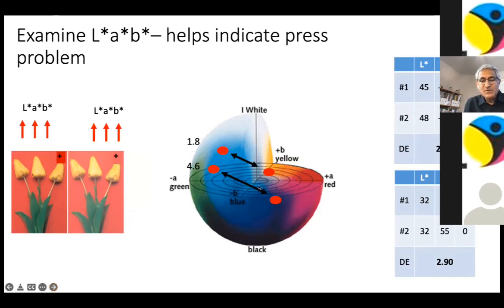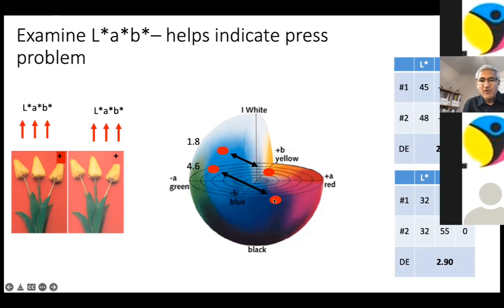In this 3-dimensional space, when we have two colors specified by their LAB values, we look at the numerical difference from one to the other. If it's 1.8, they're very near each other. If it's 4.6, they're far away. This is a bit exaggerated. But basically, if we have two colors, then the difference in LAB is a single number.